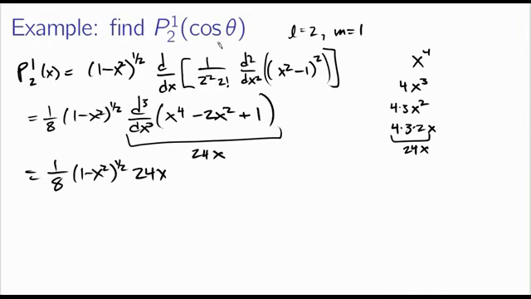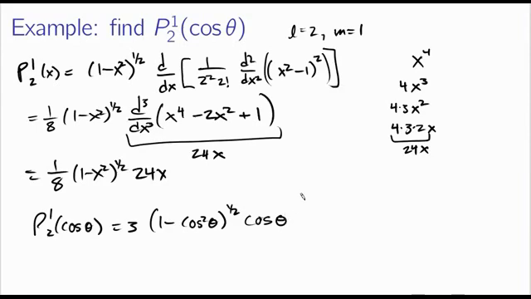And if I go back and think of what I want here, P subscript 2 superscript 1 of cosine theta, I can evaluate this at cosine theta. P21 of cosine theta is going to be equal to 3 times 1 minus cosine squared theta to the 1/2 times cosine theta, just x. Now this 1 minus cosine squared theta, 1 minus cosine squared is sine squared. That's one of the Pythagorean identities for sine and cosine. And if I take the square root of sine squared, I just get sine. So what I'm going to get in the end here is 3 sine theta cosine theta. End of story. So this is our theta part.